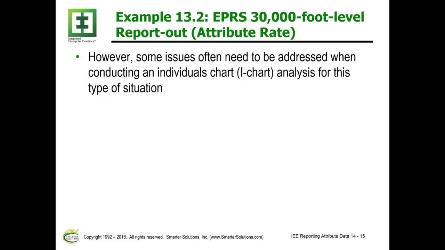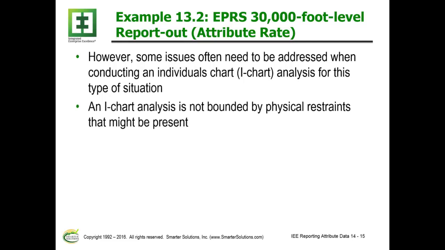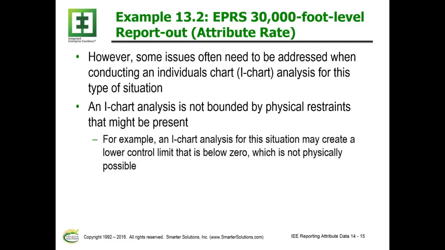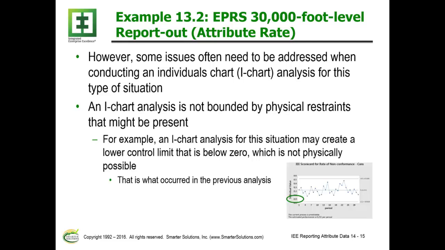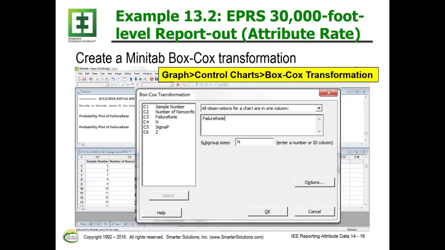This sort of reporting is nice. However, you do have some challenges with it. It's not bounded by physical constraints. For example, the lower control limit might be below 0. That's what occurred in the previous analysis. You can see that we had a value below 0. So what you can do is consider taking a transformation.